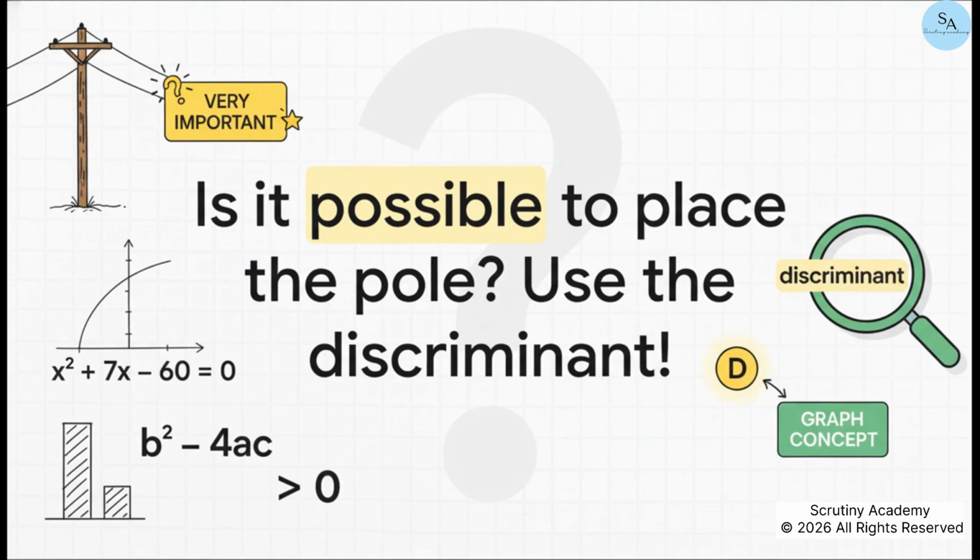Okay, let's try a real-life problem now. So the question is, is it even possible to place a pole based on certain conditions? And those conditions give us this equation, x squared plus 7x minus 60 equals 0. Now, before we go trying to find where to put the pole, let's first figure out if a spot even exists. So, time to call in our hero, the discriminant.